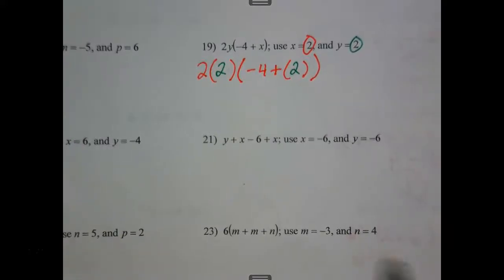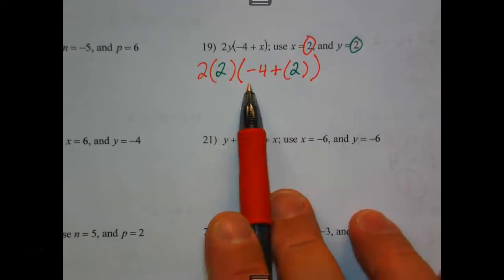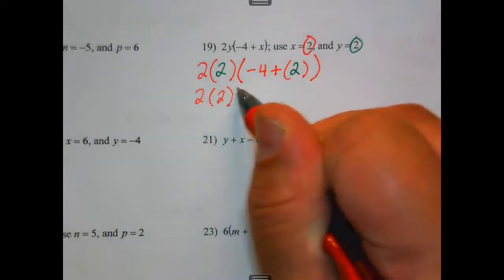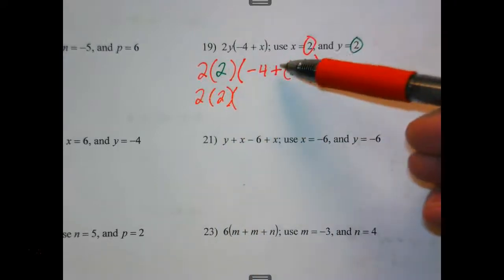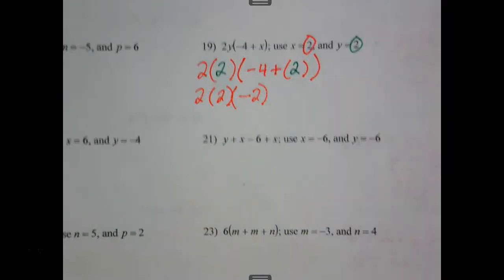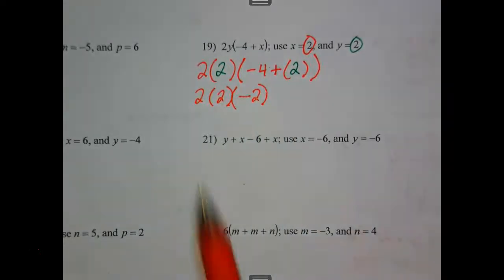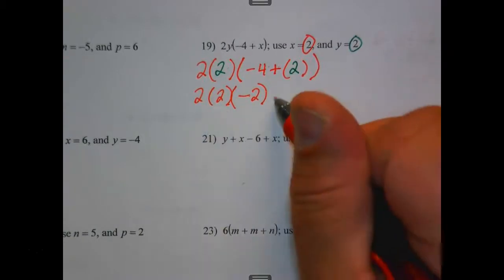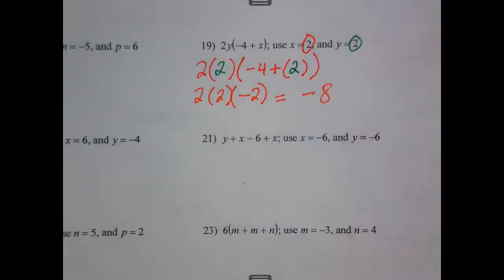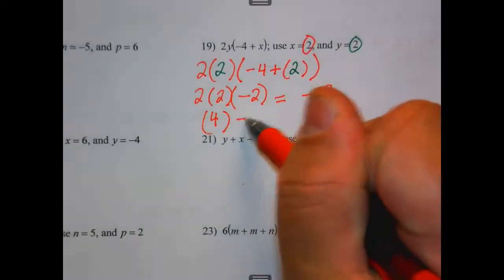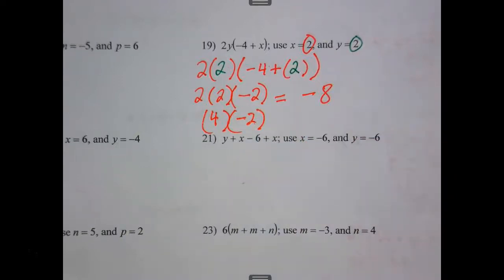Okay. So I've got to do parentheses first. So I have 2 times 2, parentheses first, -4 plus 2 is -2. I also have left this multiplication. 2 times 2 is 4. Times -2, -8. So 4 times -2, so whenever it's a positive, yes.